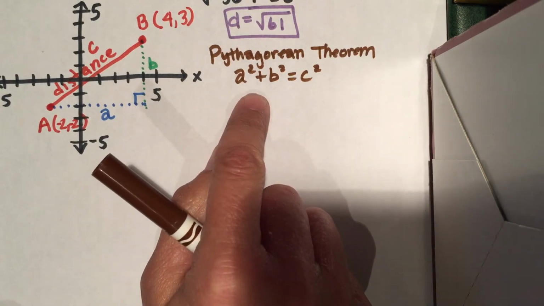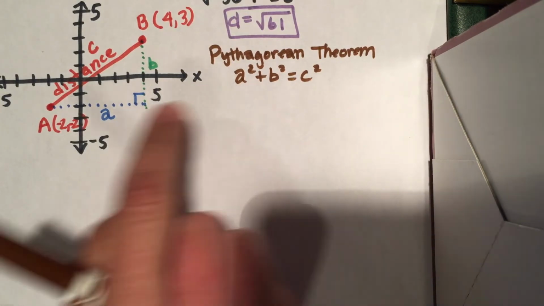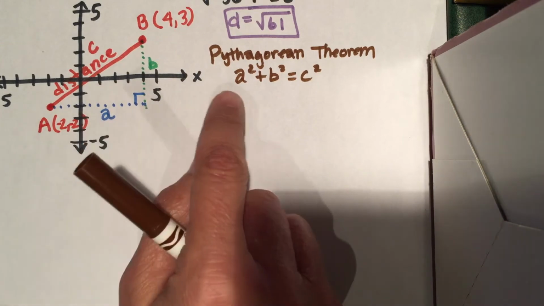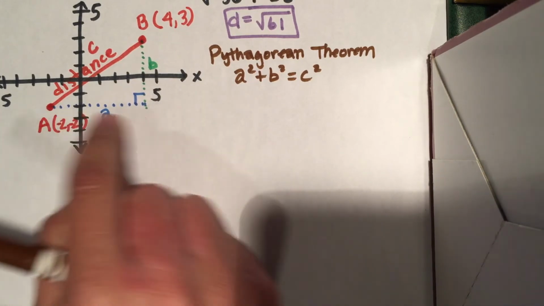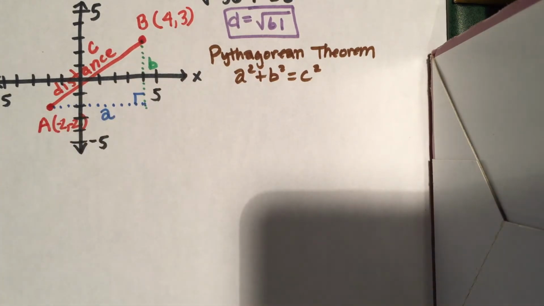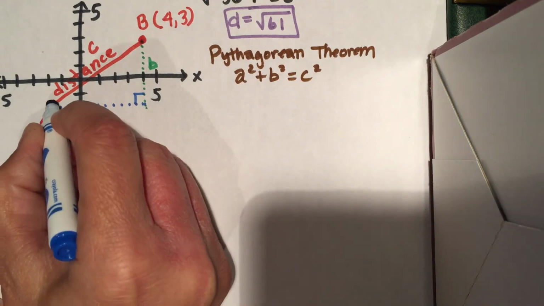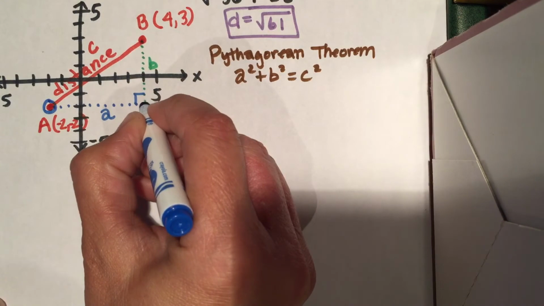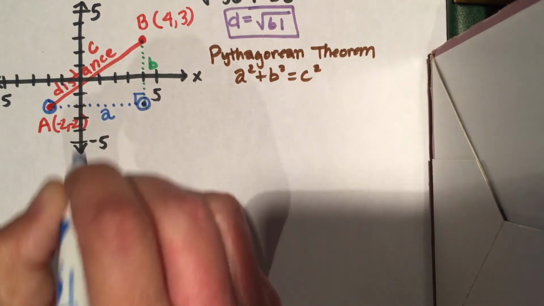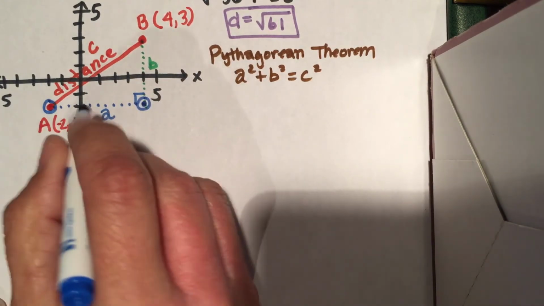So we're going to take this Pythagorean theorem. So how would I find the length of A? How do I find the length A? A is this length right here. Well, in order to find that length, I'm going from this point to that point. So that's my horizontal distance.